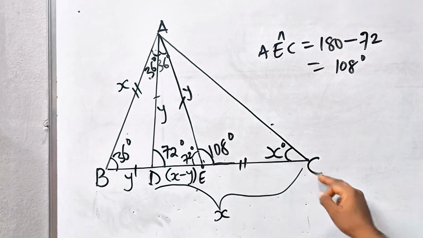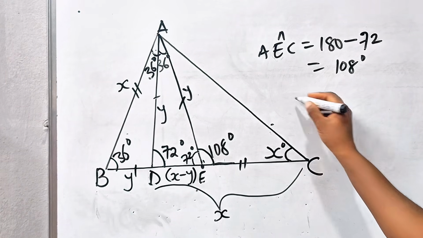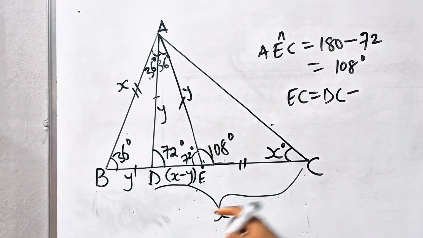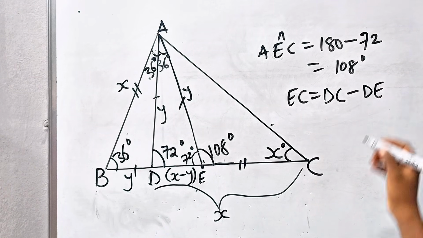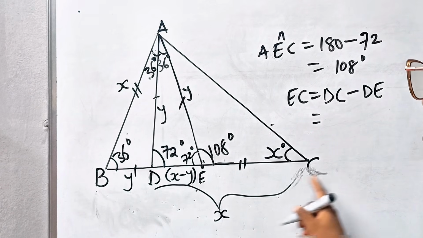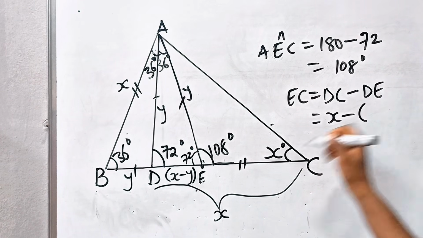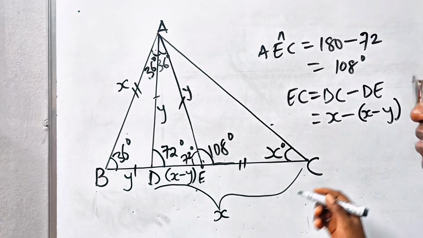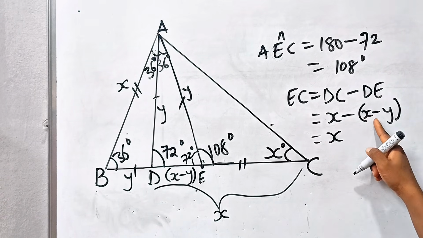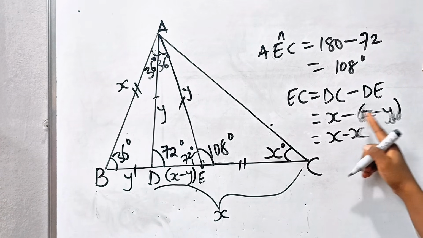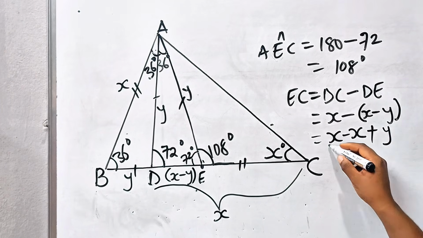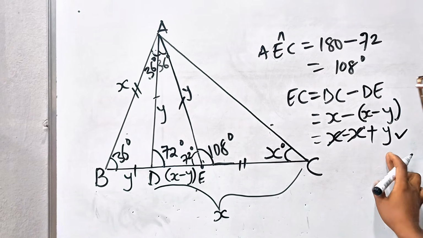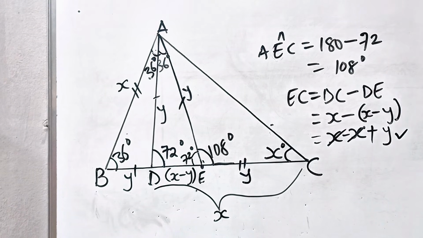Okay, now remember that from here to here is X. If I want to get EC, we have that EC will be equal to DC, take away DE. Alright? Now DC is X. DE is X minus Y. Moving forward, we have X minus times X is minus X. Minus times minus is plus, and we have Y. So X minus X is 0. So it means that EC is Y, right? So from here to here is Y.